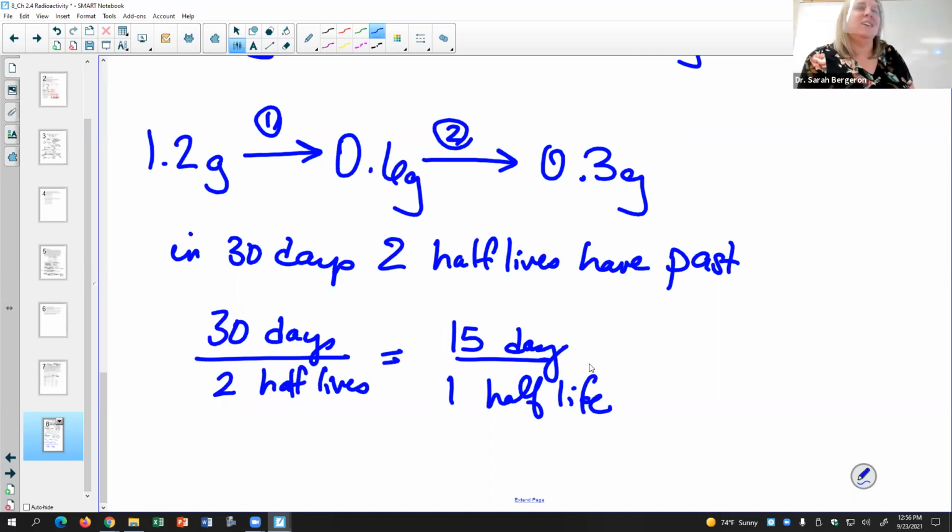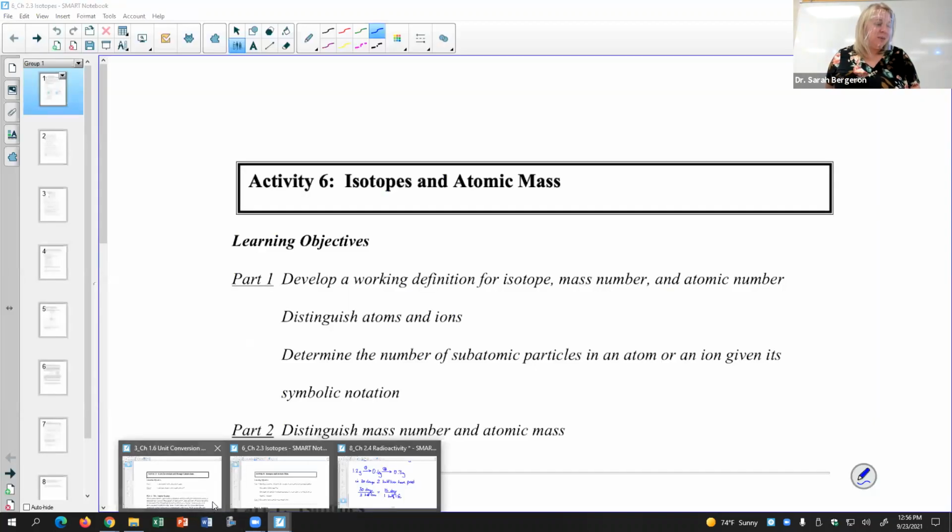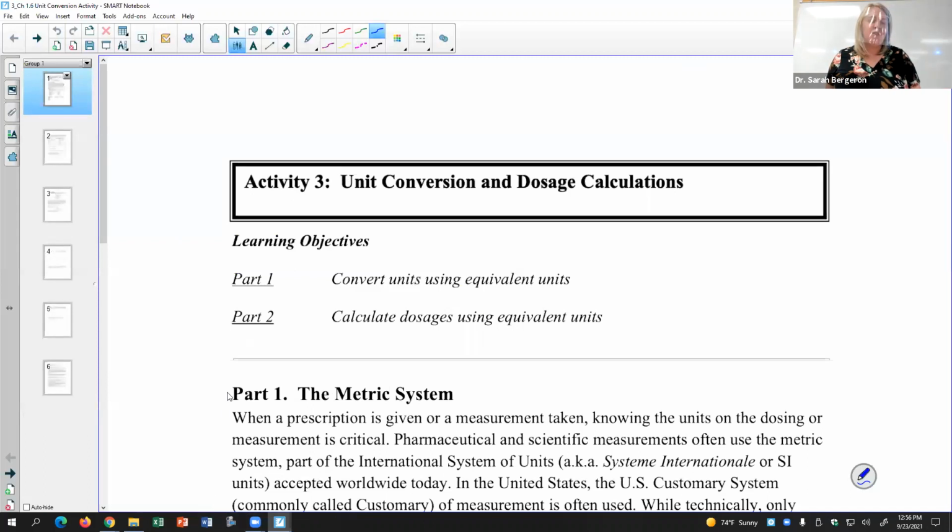Okay. So how we feel about that? Better? Good? Yay, good. Okay. All right. So what else did y'all say? Y'all said radiation. Let's see. Wait. What are my other two? Hold on. Okay. I have isotopes in general, an atomic mass, and I have unit conversion and dosage calculations.